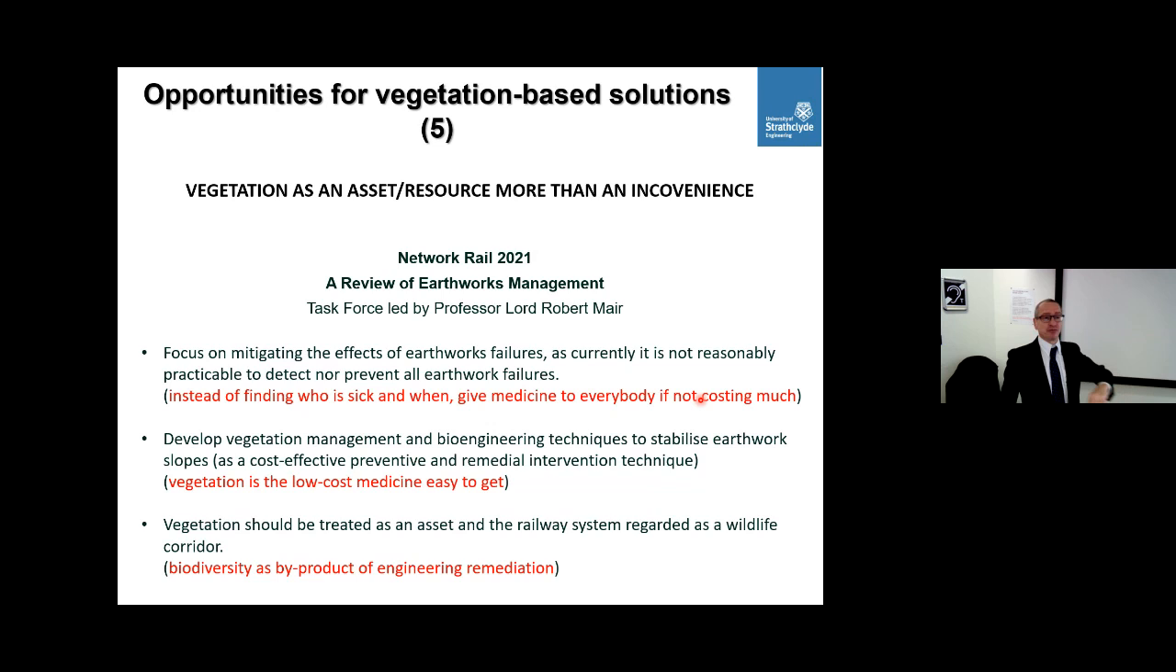So instead of checking where the problem is, let's give the medicine to everybody, even before knowing whether the problem may occur. And what is the medicine? They are defining the medicine. They say vegetation is what you can give. So if you are working on the management of vegetation, that might be the way to protect all our earthworks all around. And they said vegetation should be treated as an asset. And the underlying message is that, oh, the biodiversity is a byproduct of our engineering remediation.